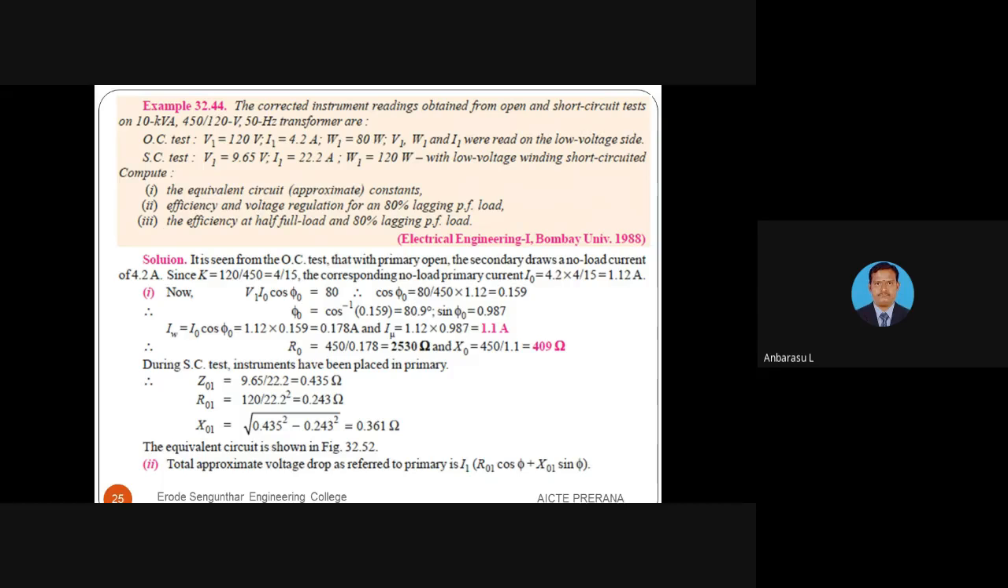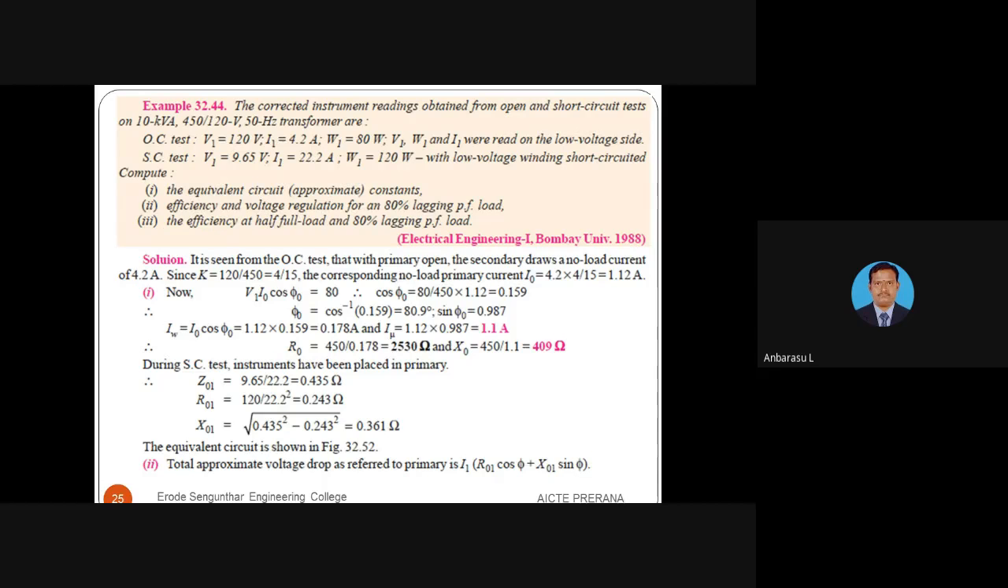First, we have to determine the equivalent circuit parameters. That is V1 I naught into cos phi naught equal to 80. We get cos phi naught equal to 0.159. Phi naught equals cos inverse of 0.159, we get 80.9 degree. So converting, cos phi naught to sin phi naught equal to 0.987.